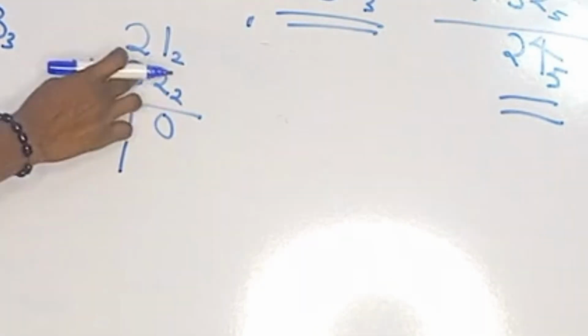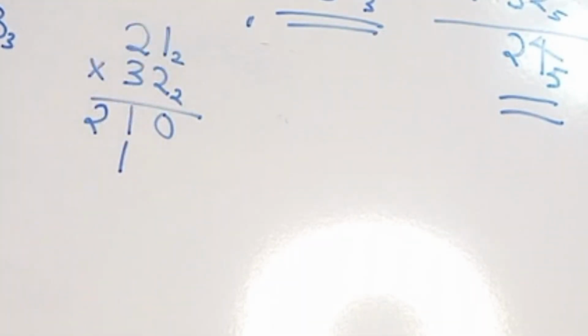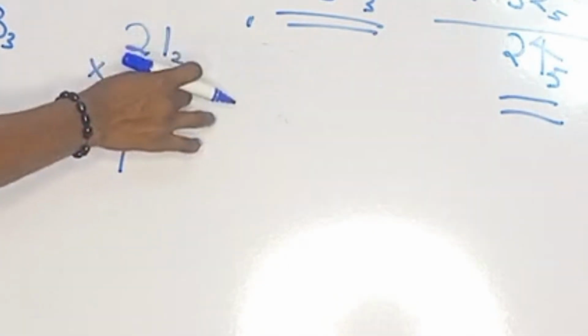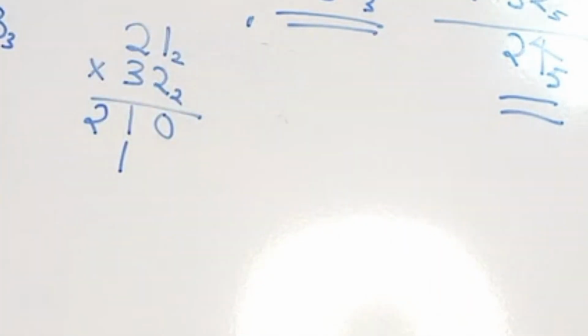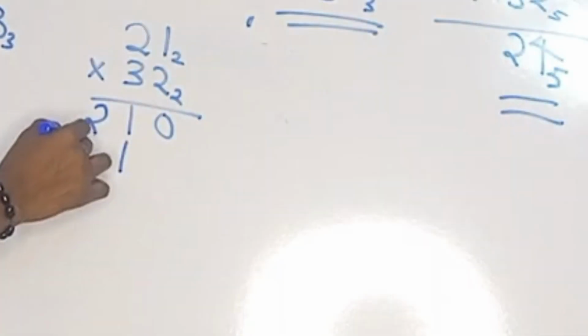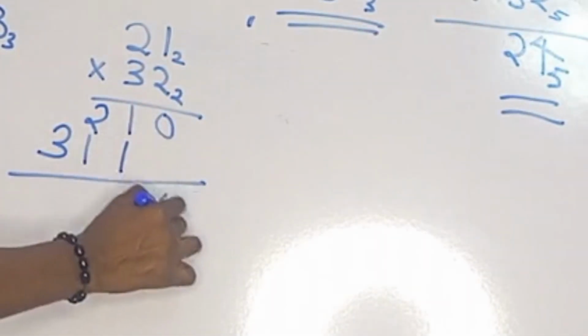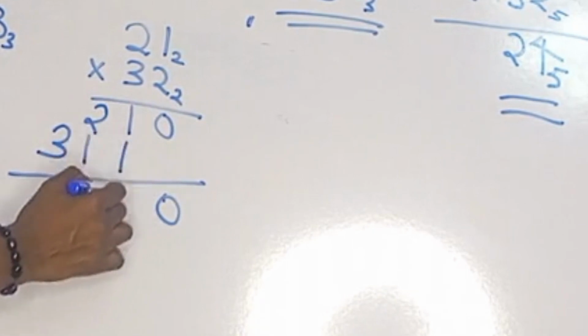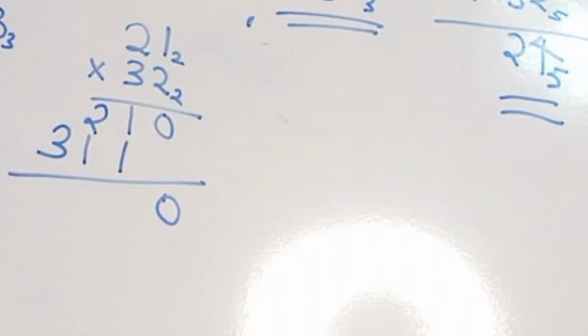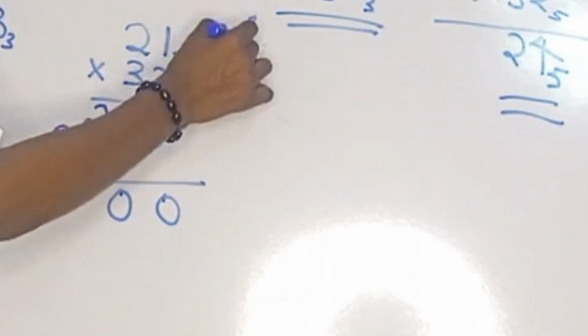3 times 2 is 6, plus 1, 7. So how many 2s can you get in 7? You will get 3, remainder 1. You put the remainder, then put your 3 here. 0. 1 plus 1 is 2. How many 2s can you get in 2? You will get 1, remainder 0. Put down your 0, keep your 1 aside.